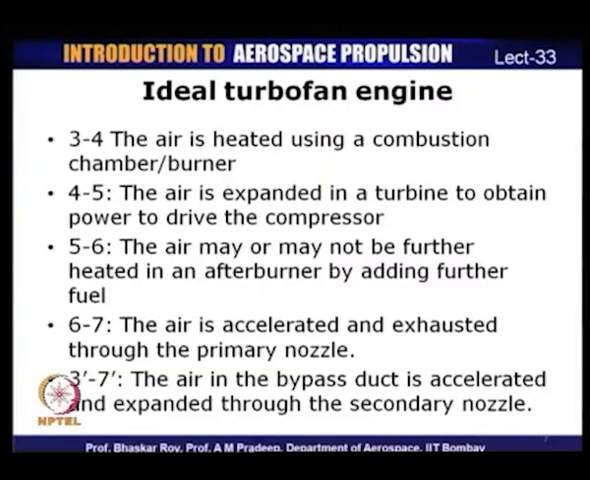And 6 to 7 is the primary nozzle, where air is expanded through the primary nozzle. 3 prime to 7 prime is where the air in the bypass duct is accelerated and expanded through a secondary nozzle. So, the secondary nozzle is the nozzle which is present in the cold stream and does not take part in the combustion, whereas the primary nozzle is the one which passes the combustion products coming from the turbine, and then it gets expanded through the nozzle. So, there could be two distinct nozzles, or you could have a single nozzle, which is what would be in a mixed turbofan, where both these streams are mixed.